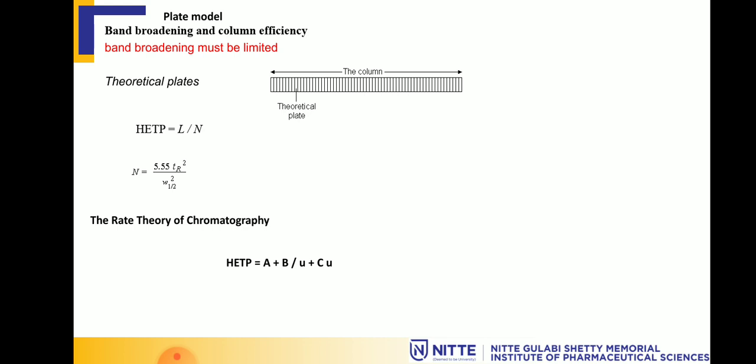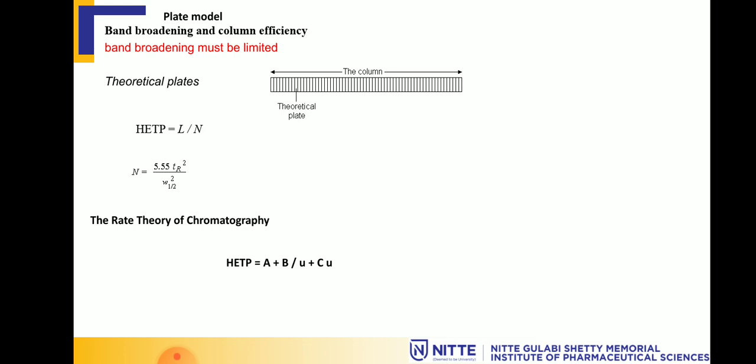When you divide this, you get the number of theoretical plates, and it will give you how much HETP is present. So L by N, right? The length of the column and the number of theoretical plates will give you the height of the theoretical plate. So the smaller the height of the theoretical plate is, the better the separation.